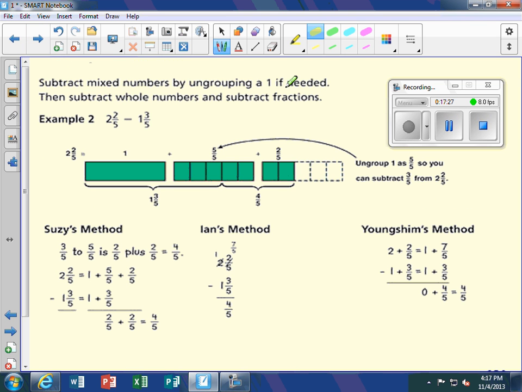Subtract mixed numbers by ungrouping a 1 if needed, then subtract whole numbers and subtract fractions. So here you got 2 2/5 minus 1 3/5. The denominators are like, which is good, so copy that problem down.